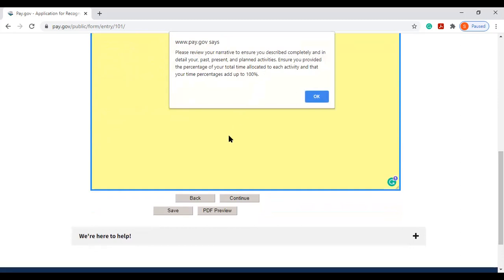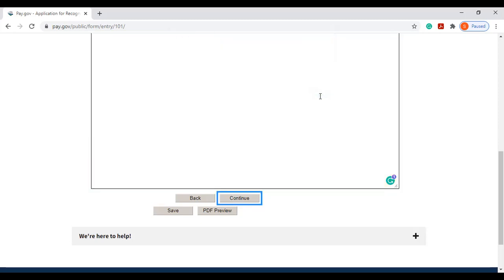So now it's thinking I have all of the information that I need in here. So you have another little prompt. It says, please review your narrative to ensure you describe completely and in detail your past, present, and planned activities. Ensure you provided the percentage of your total time allocated to each activity and that the time percentages add up to 100%. Okay, I'm going to say that I've done that. And now I'm going to click on continue.